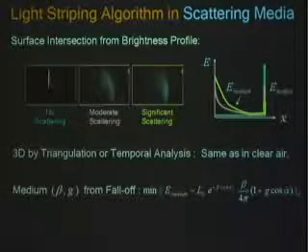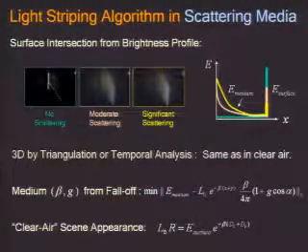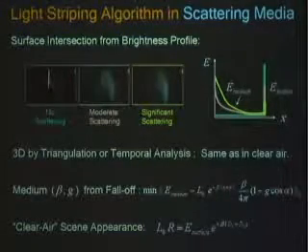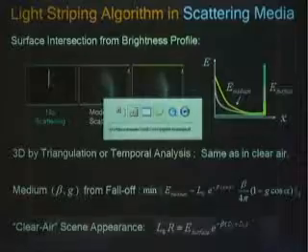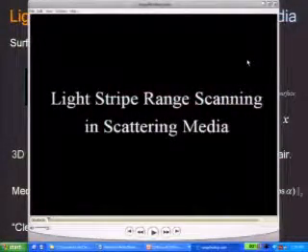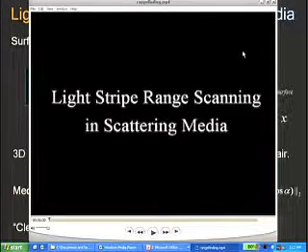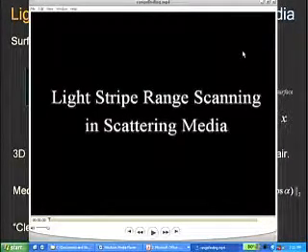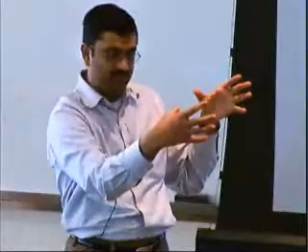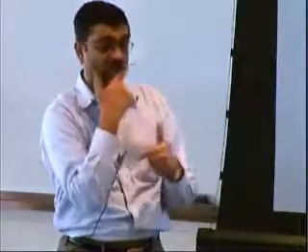Once you get these parameters, you can create a clear air appearance of the scene, so you can undo what has been degraded. Let me show you a video for that. Question: When you have scattering, won't interreflection be more of an issue? Yes, interreflections will be an issue, and in this case we are ignoring interreflections. We are only looking at scattering in the volume. Interreflections across the scene points will be an issue, and that's my last part of the talk.